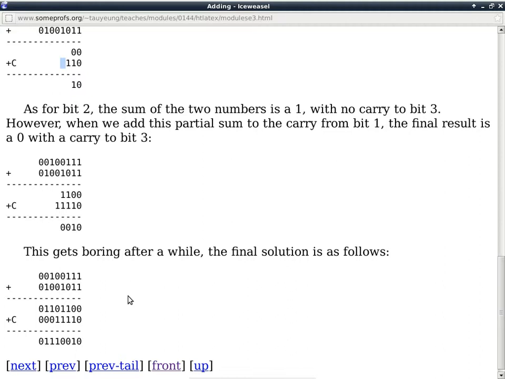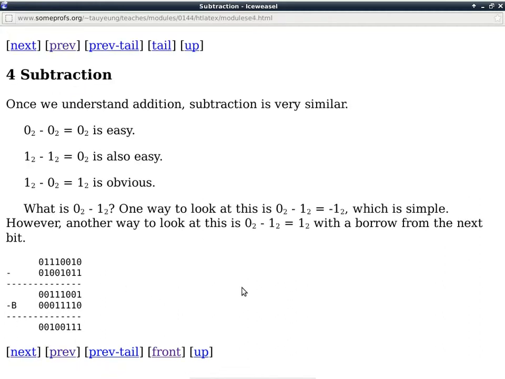But when you are doing it, you can use your own method. All right. Next slide. Subtraction. Subtraction is actually not any more difficult. It really should not be any more difficult than addition.